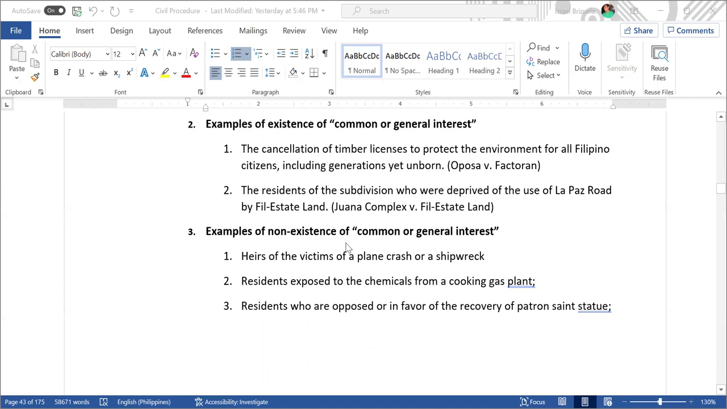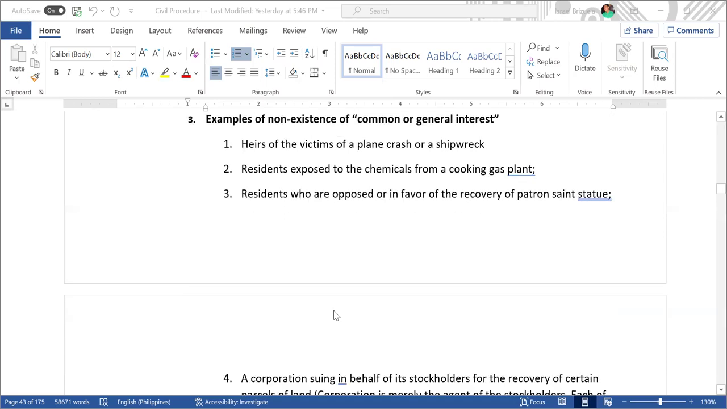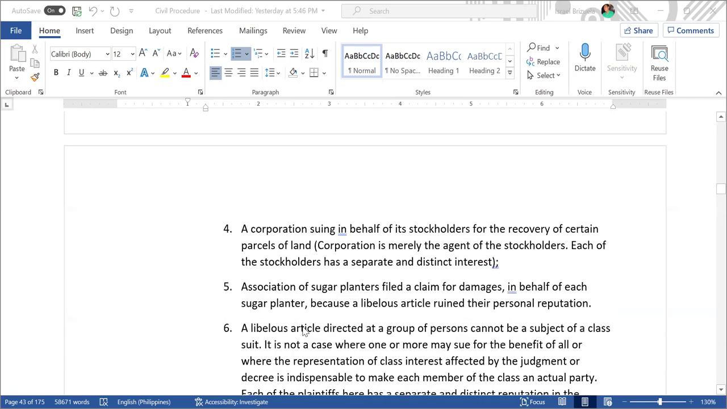Examples of non-existence of common or general interest: heirs of the victims of a plane crash or a shipwreck; residents exposed to chemicals from a cooking gas plant; residents who are opposed to or in favor of the recovery of a patron saint statue; a corporation suing on behalf of the stockholders for the recovery of certain parcels of land. The corporation is merely the agent of the stockholders, and each of the stockholders has a separate and distinct interest.